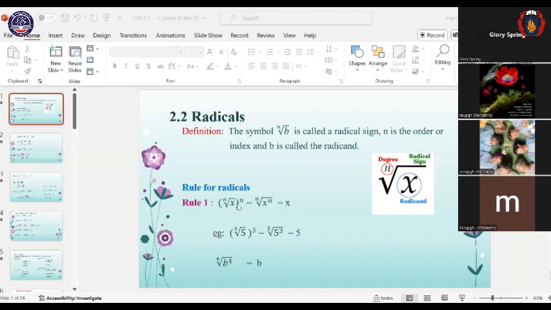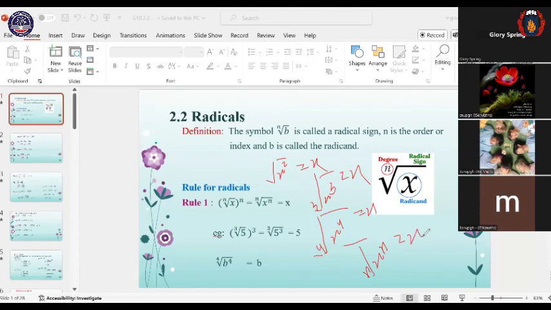The nth root of x whole power n equals the nth root of x power n. Example: square root of x square equals square root of a square equals h. For the 2 root, h power 2 equals h. For the 4 root, h power 4 equals h. Also, for the n root, h power n equals h.